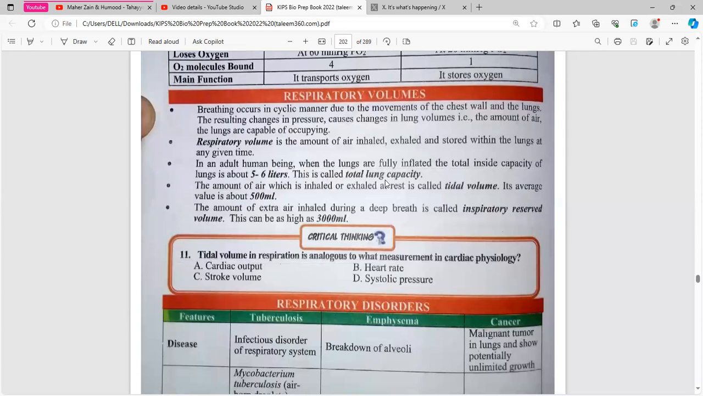Now we come to the other definitions. The total lung capacity, which a normal lung can hold when totally inflated, is 5 to 6 liters, and the amount of air which is inhaled or exhaled in a single breath is about 500 ml. What is the inspiratory reserve volume? Inspiratory reserve volume is 3000 ml. And what is it? When normally a person inspires, he takes in a specific amount of breath. However, the extra amount which he inhales afterwards is known as the inspiratory reserve volume.